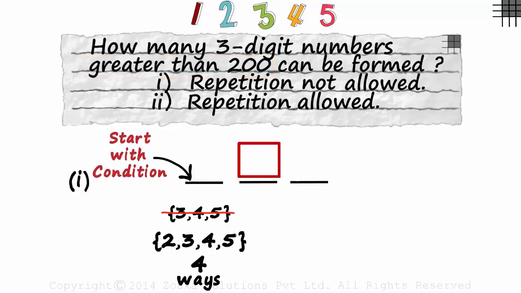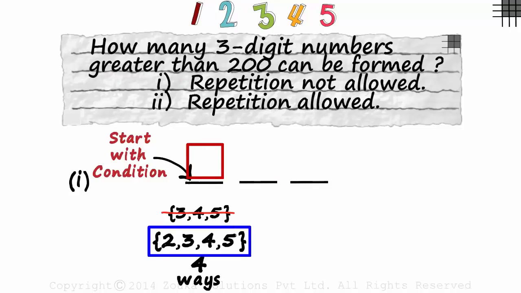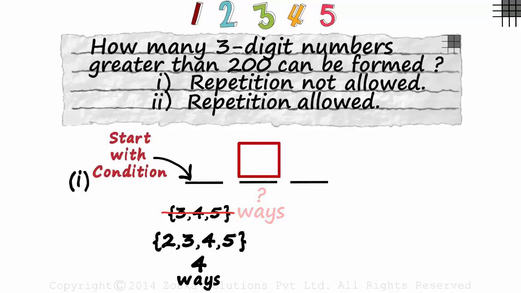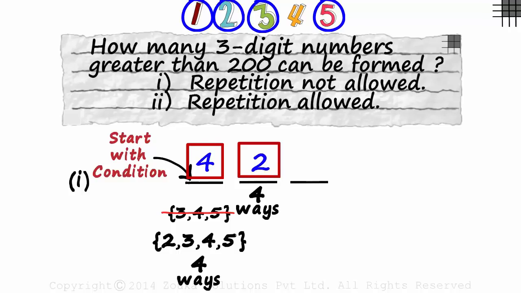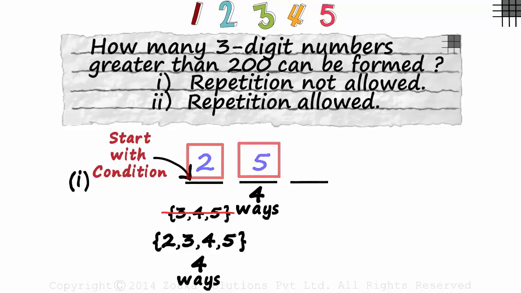Now we move on to the next slot. Assuming we have filled the hundreds place with one of these 4 digits, in how many ways can the tens place be filled? Think carefully. 1 digit is used here. In how many ways can we fill the second slot? As 1 digit is gone, 4 remain. Simple? The second slot can be filled in 4 ways. If we use a 4 here, then 1 among 1, 2, 3 and 5 can be used here. If we use a 2 here, then 1 among 1, 3, 4 and 5 can be used here. So having used 1 digit in the hundreds place, the tens place can be filled in 4 ways.